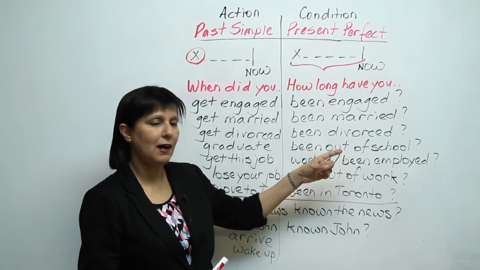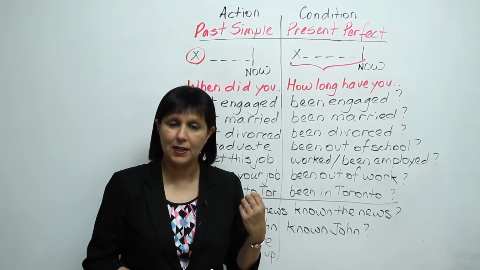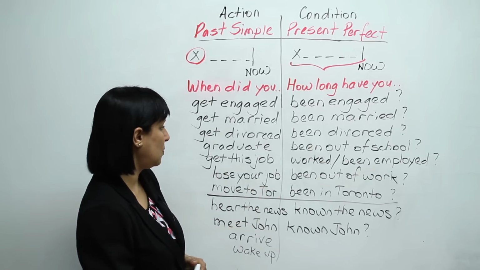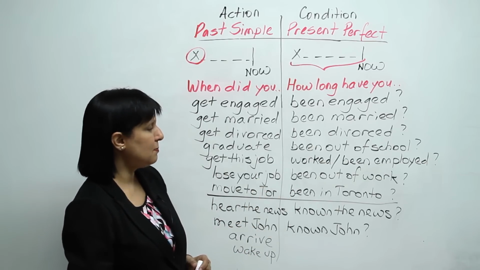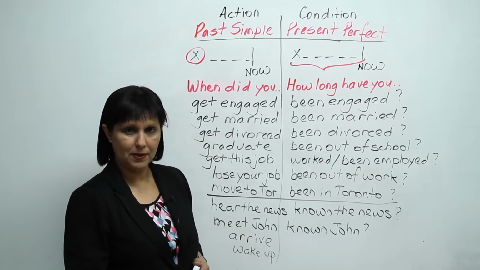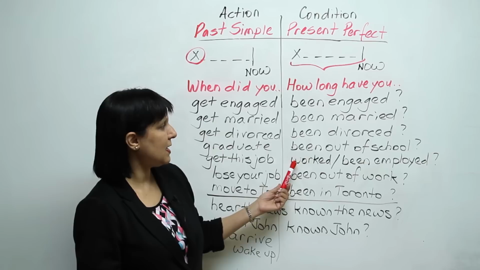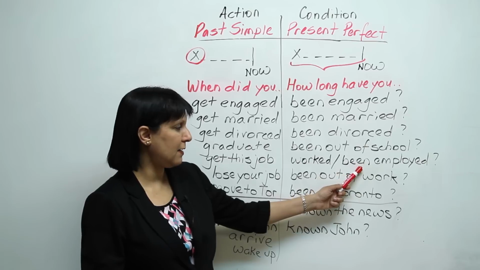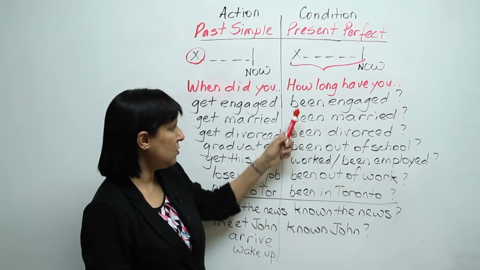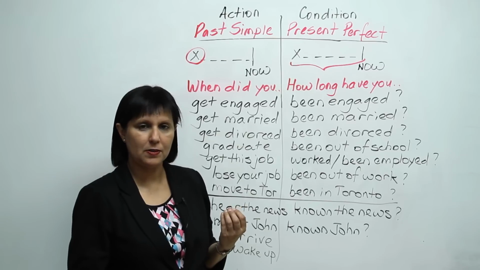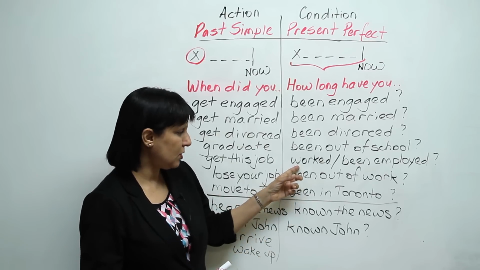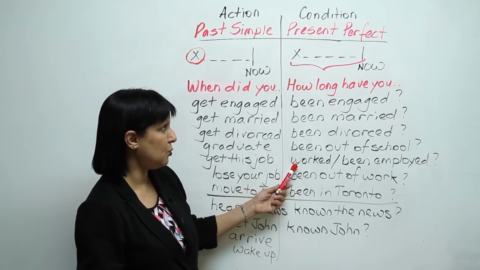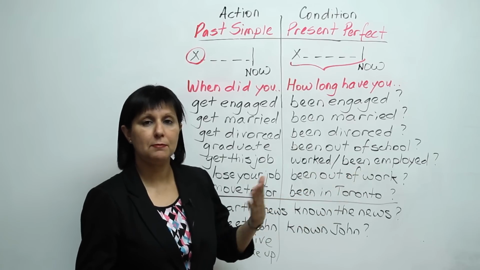In North America, when we say out of school, we don't mean elementary school or high school. We mean also university and college. All right? It's referred to as school. In the past simple, we could say, when did you get this job? In present perfect, we could say, how long have you worked here? Or how long have you been employed? You don't always have to use the word been. Okay? You can also use whatever verb you need. But in this case, we could say, how long have you worked here? How long have you been employed?